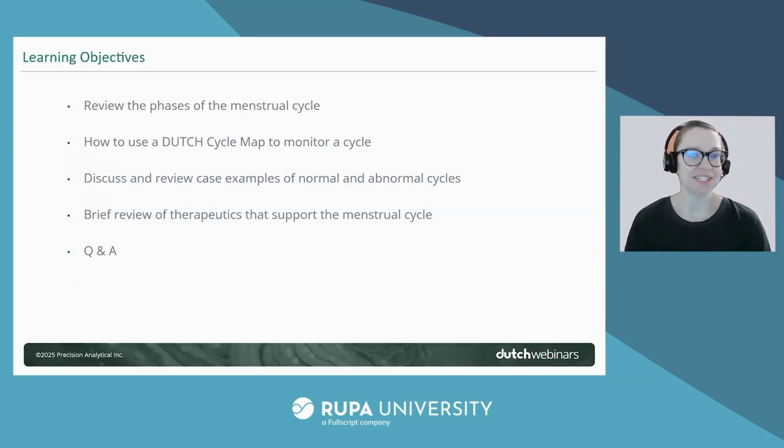Our learning objectives for the day are to review the phases of the menstrual cycle, and then we're going to look at how to use a Dutch cycle map to monitor a menstrual cycle. We'll also get a chance to look at some case examples of both normal and abnormal cycles. We're going to have a very quick short review of some therapeutics that might support the cycle, and then we're going to have time for a Q&A at the end. So make sure to pop those in the chat as you have those.